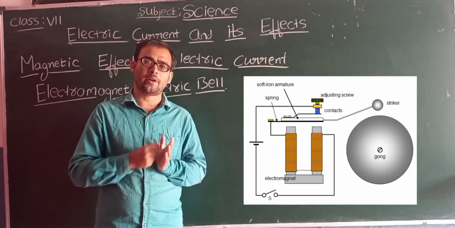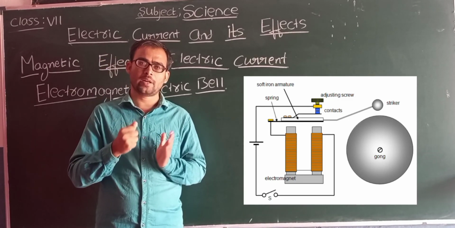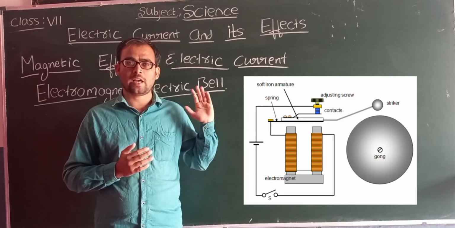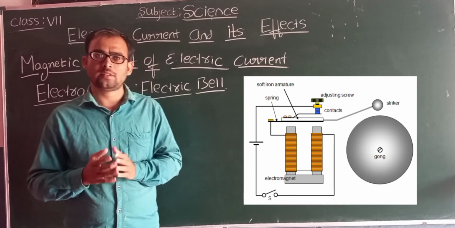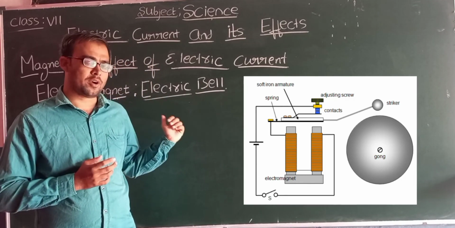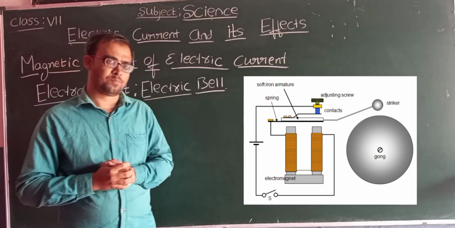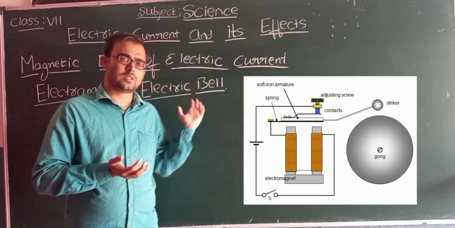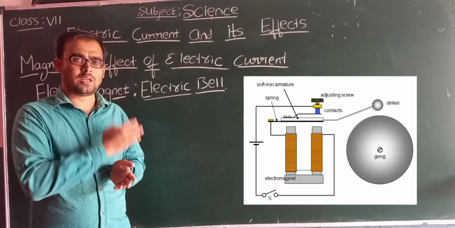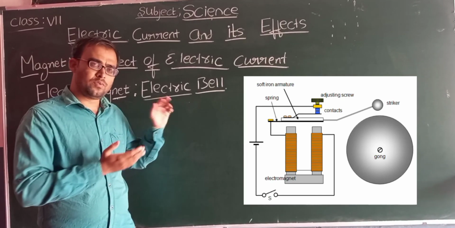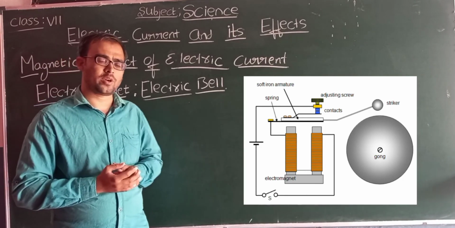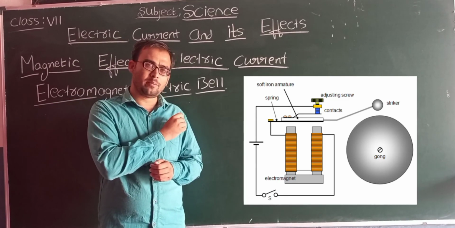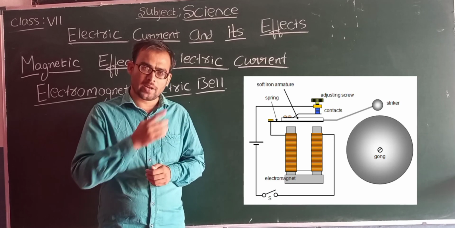The coil will pull the hammer. As it pulls, the hammer will strike the gong of the bell. As the hammer strikes the gong, there will be no contact between the contact screw and the iron strip, so the flow of current stops. Again the hammer comes to the same position. When the hammer comes to the same position, again the iron strip will be in contact with the contact screw. Again the current flows.